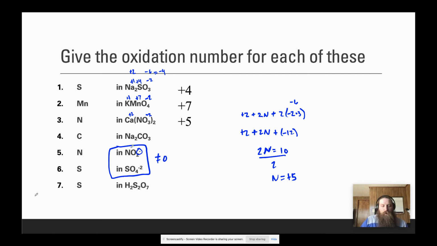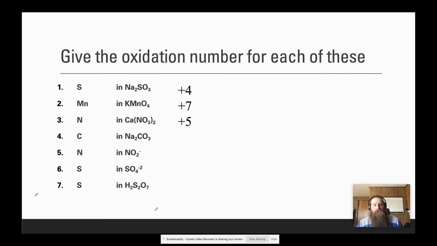So when you solve this one, the overall molecule will equal -1. When you solve this one, the overall molecule will be equal to -2. All right, so I'm going to give you a minute, hit pause, solve it, and I'm going to pop these answers up on the screen.